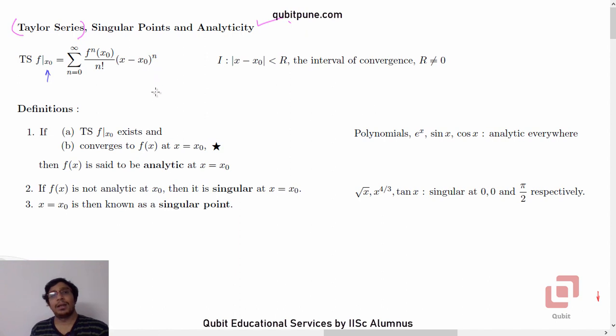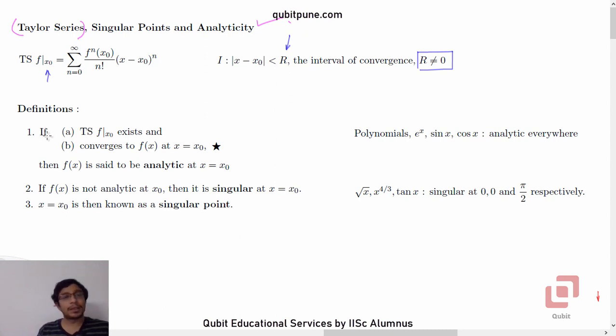Assuming that it is not a useless series, the interval of convergence is given by mod of x minus x0 less than r, and r not equal to 0. Now we are going to define a few things, in particular the singular point and the analyticity.